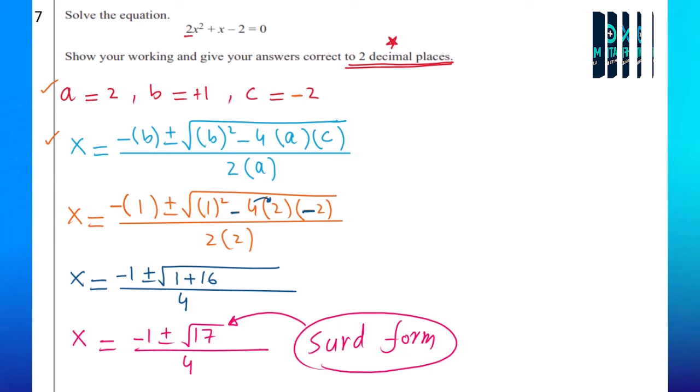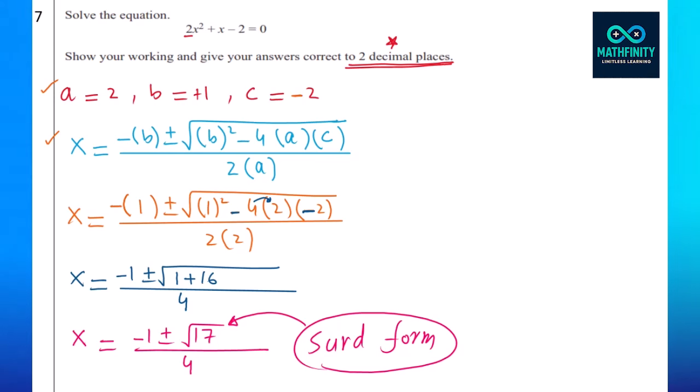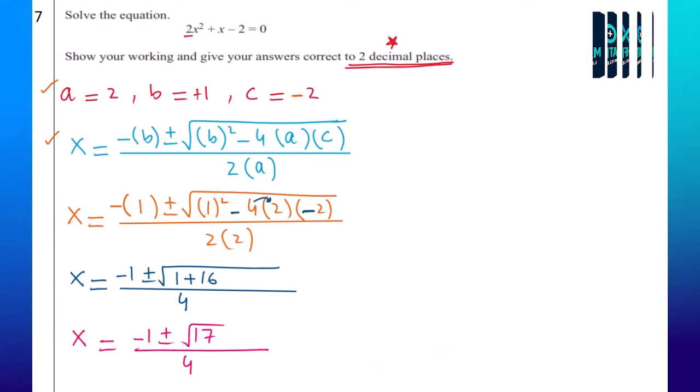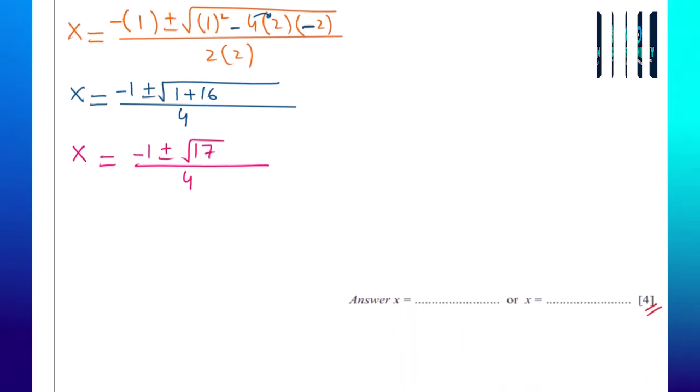If they write, there is a question I purposefully added in this video. The next question, I think question number 8 or 9, is going to come. They will give you the condition, leave your answer in surd form, then we will leave it here. But as they said correct to decimal place, it means from here now you have to use the calculator and solve these and write the answer.